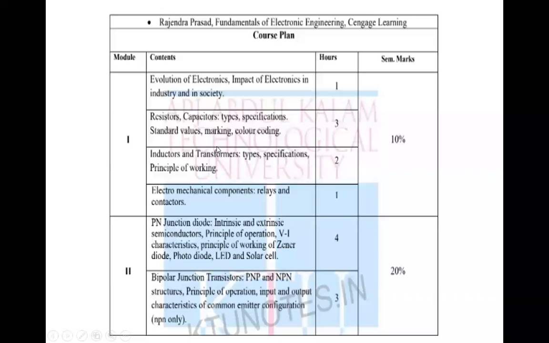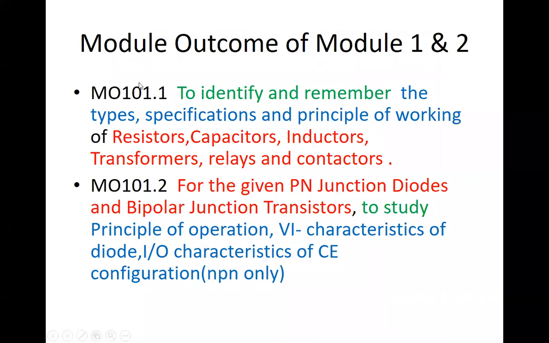So if I'm writing the module outcome for this: to identify and remember the type, specification and principle of working of resistors, capacitors, inductors, transformers, relays and contactors. So what are the levels here? Identify, remember. Is it suitable for an engineering college course outcome?